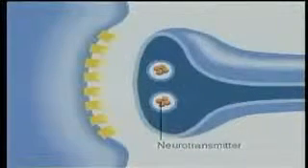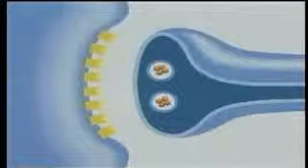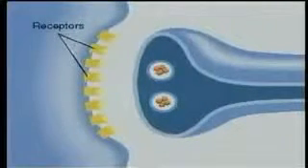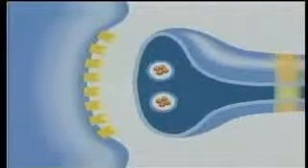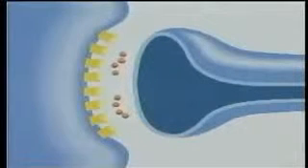Molecules of neurotransmitter are stored in small sacs at the end of the axon. On the other side of the synapse, receptors line the surface of the adjacent cell. The arrival of a neural impulse causes some of the sacs to fuse with the axon membrane. When the sacs fuse with the membrane, they release neurotransmitter molecules into the synapse.